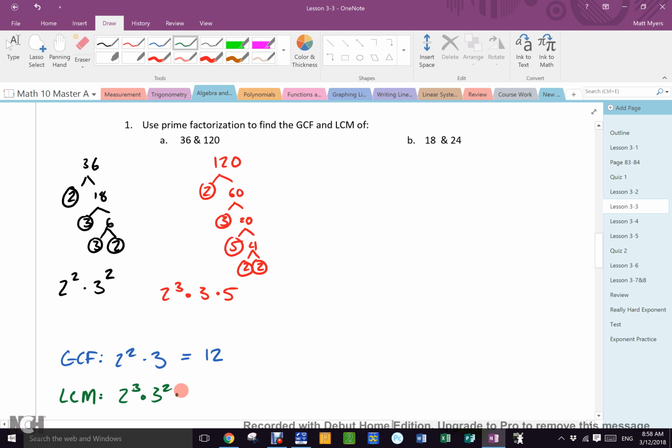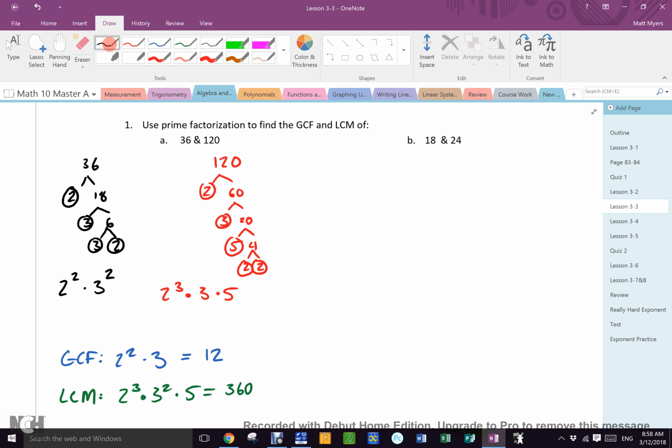So what's the last thing I need here? A 5. What is 2 cubed? No. 8. What is 3 times 3? What is 8 times 9? 72. 72 times 5 is 360. So those are the GCF and the LCM. Is everybody cool? Okay. You guys try B.